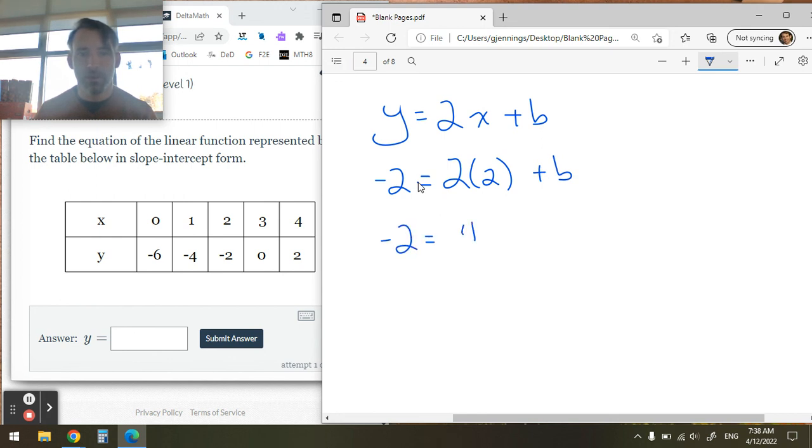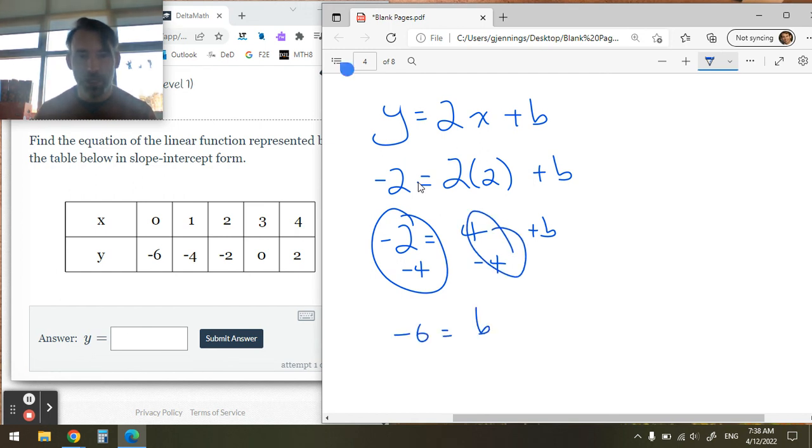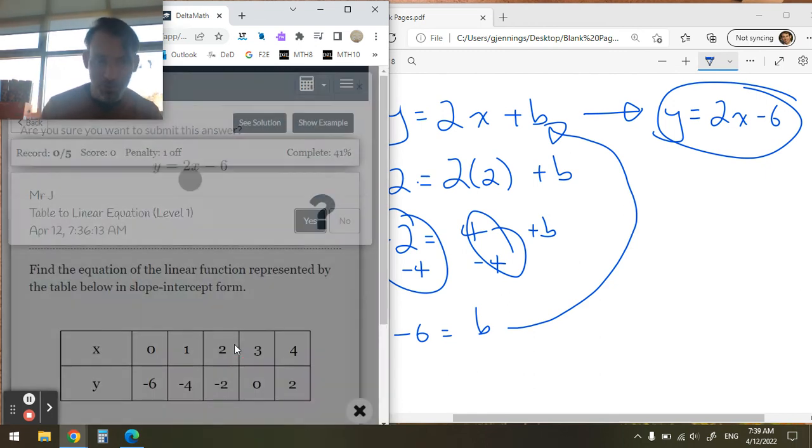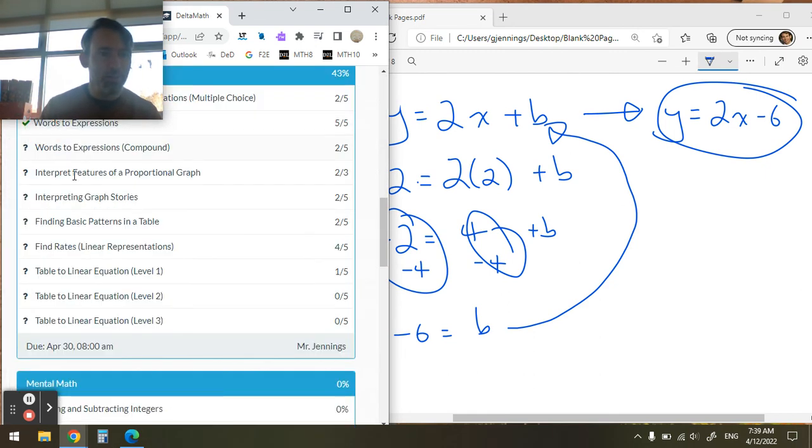Evaluate. Negative 2 is equal to 4 plus b. Subtract 4 from both sides, and I get negative 2 minus 4 is negative 6 is equal to b. So now I can put that number in there, and that gives me my equation, y is equal to 2x minus 6. This is hard for today. We will be practicing this a lot more over the coming 3 weeks. Think of today as your introduction and trial by fire. All right, everyone. That is correct. All of the problems are the same types.